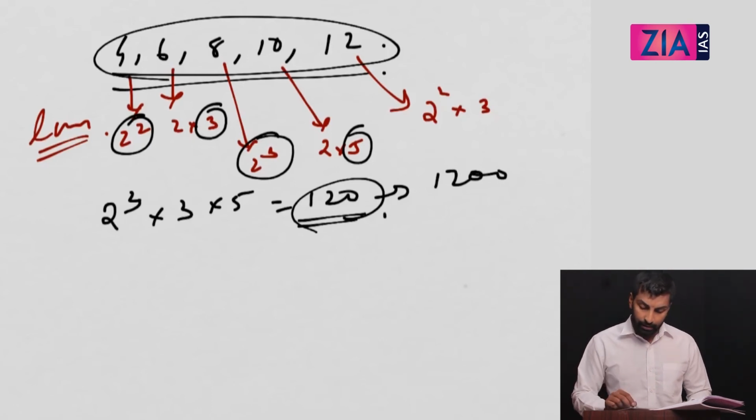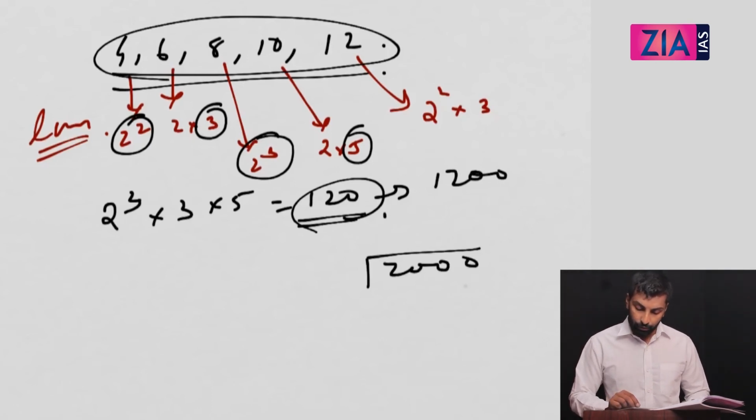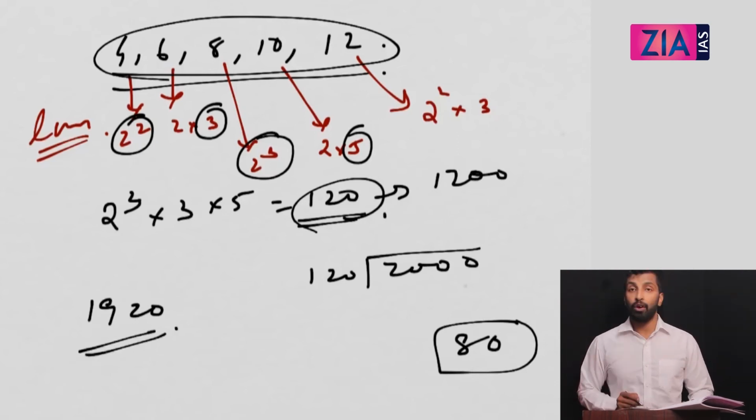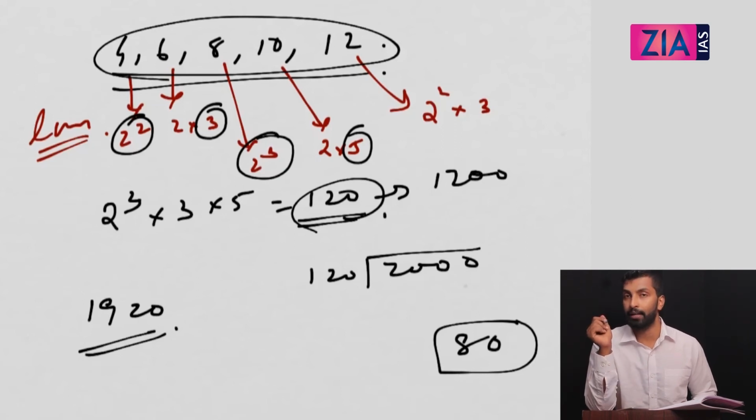So what will you do? You just need to divide 2000 by 120 and see what is the remainder. When you divide, you will get 80 as the remainder. This remainder you subtract, that means you get 1920. Why this remainder? Because you have 80 extra from the multiple of 120. So avoid that. You get the multiple of 120 less than 2000. So what is that? 1920.